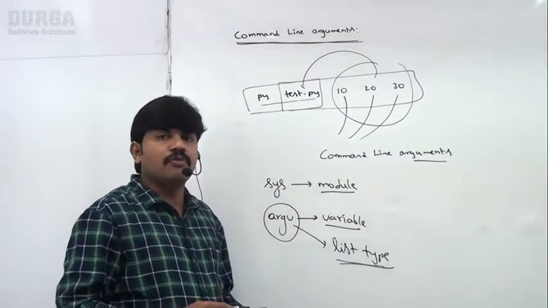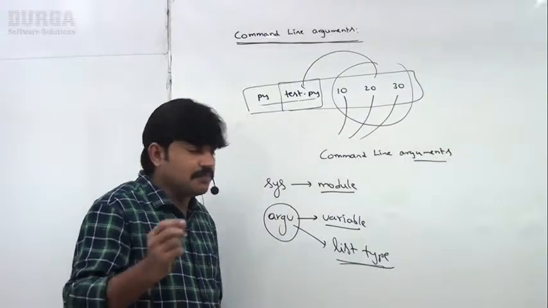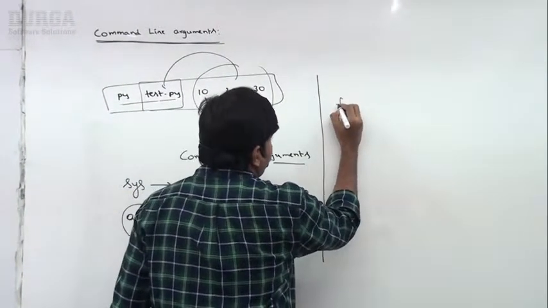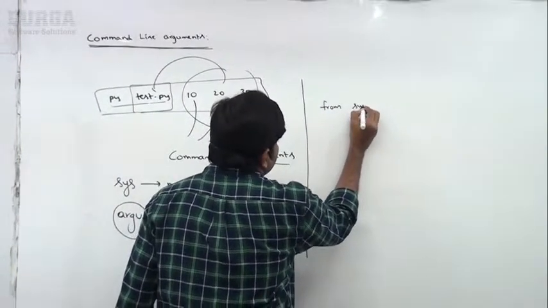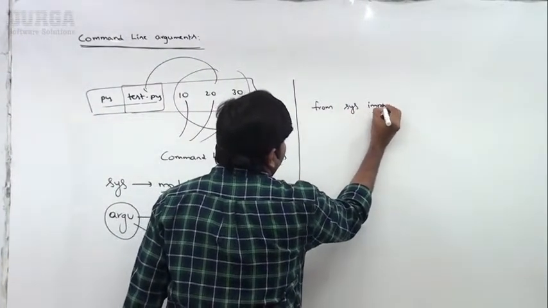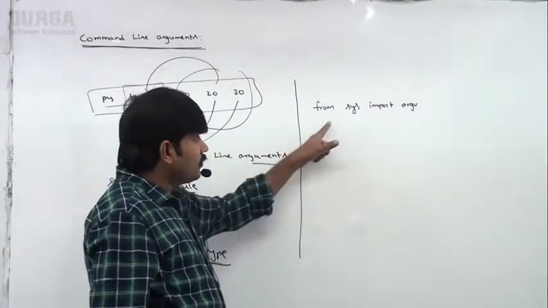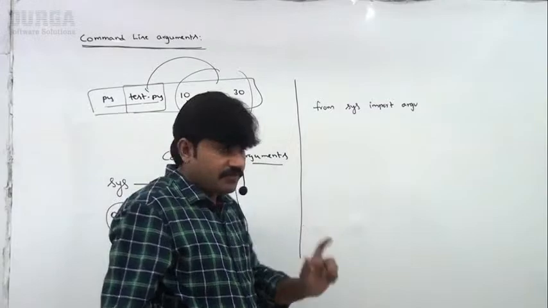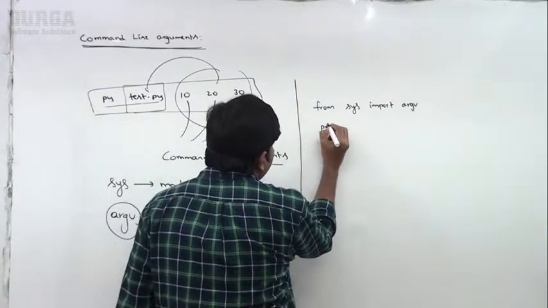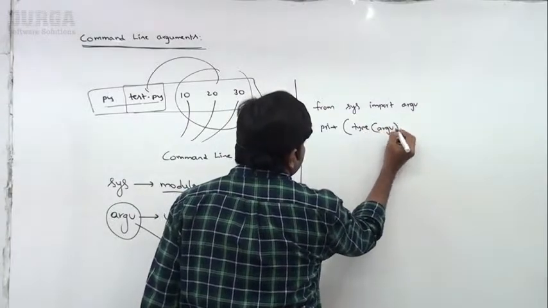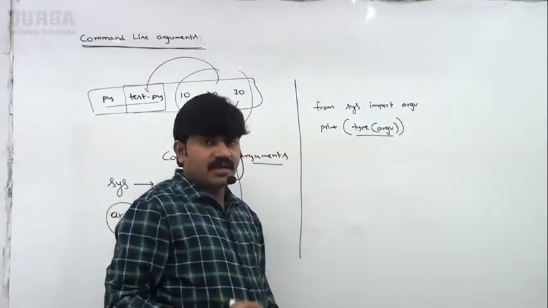Where is the proof for that? How you can conclude it is a list type? Very simple. Let me go for a small example, sir. From the sys module, import argv. Can you please import argv from the sys module. Okay, now print type of argv. Sir, what is the type of this argv?